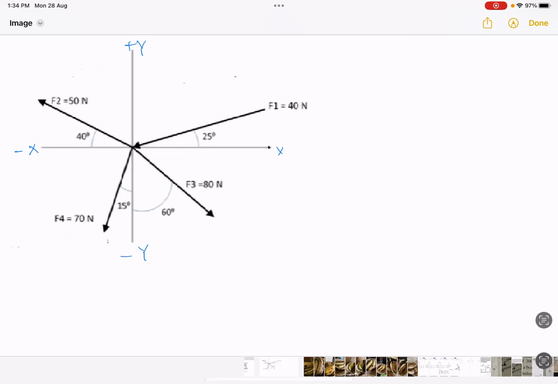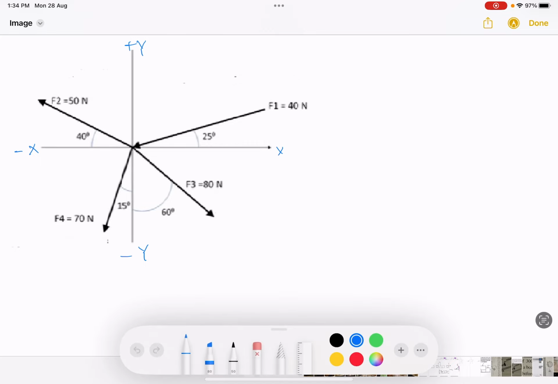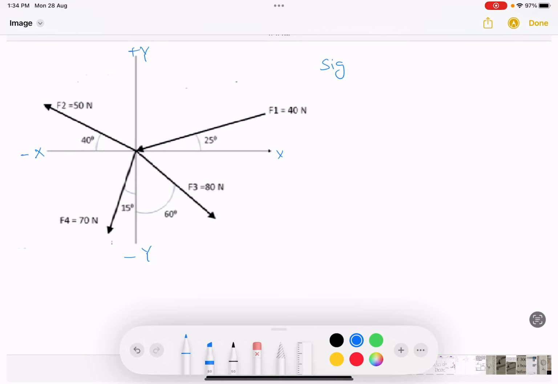Rule number one is decide the sign. What is the sign, whether it's positive or negative, of the force which is resolved along x and y direction? This is the first step.